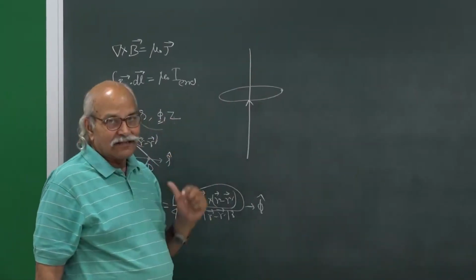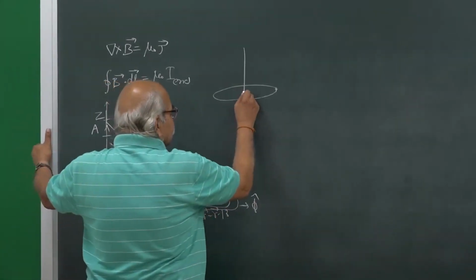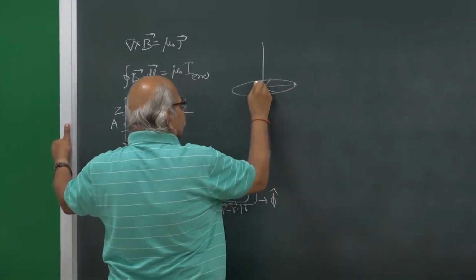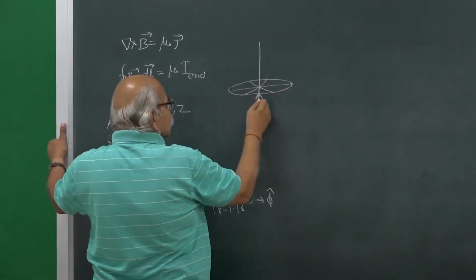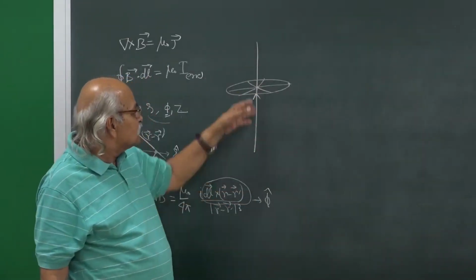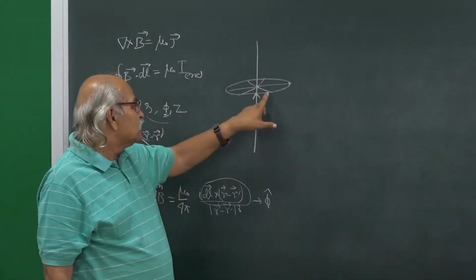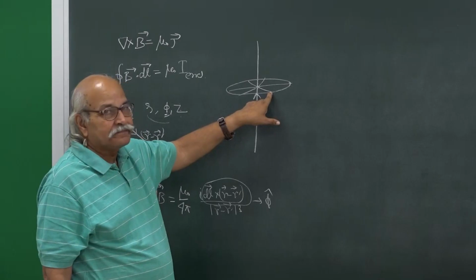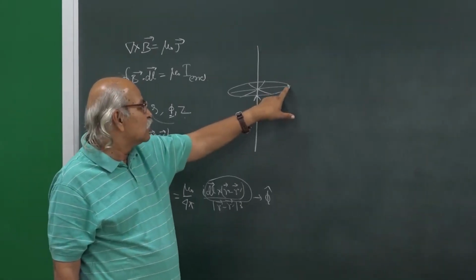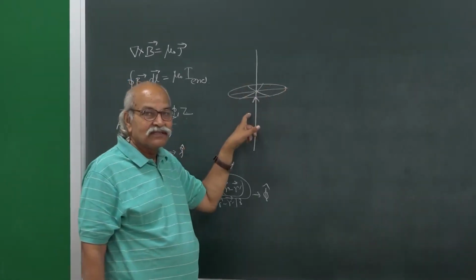It's a circle, so all these points are at the same distance, all these are radii of the circle. And you only have this current here. No other current is around. Therefore, the magnitude of B here should be the same as the magnitude here, or here, or here.